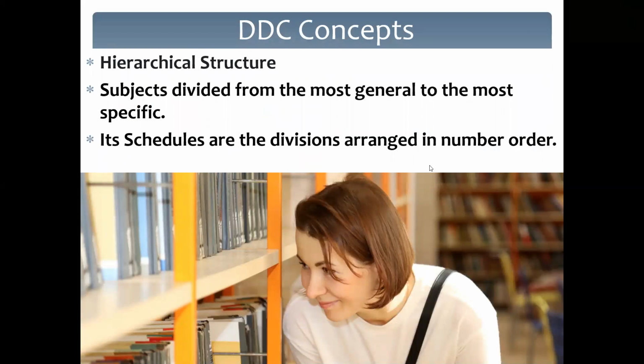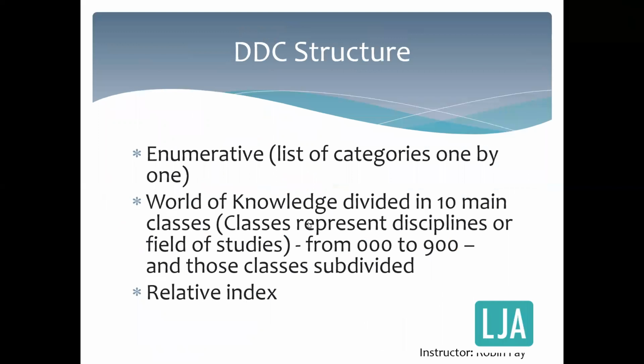So, Dewey is a hierarchy, and we've already talked a bit about this. Subjects are divided from most general to most specific. And then the schedules are the divisions arranged in number order. So the schedules are sort of the list that you'll see. In WebDewey, you have to work a little bit harder, I think, to see the list, or it may be a little easier depending upon your point of view. Whereas when you're looking at the print, you can really see the hierarchy in the list.